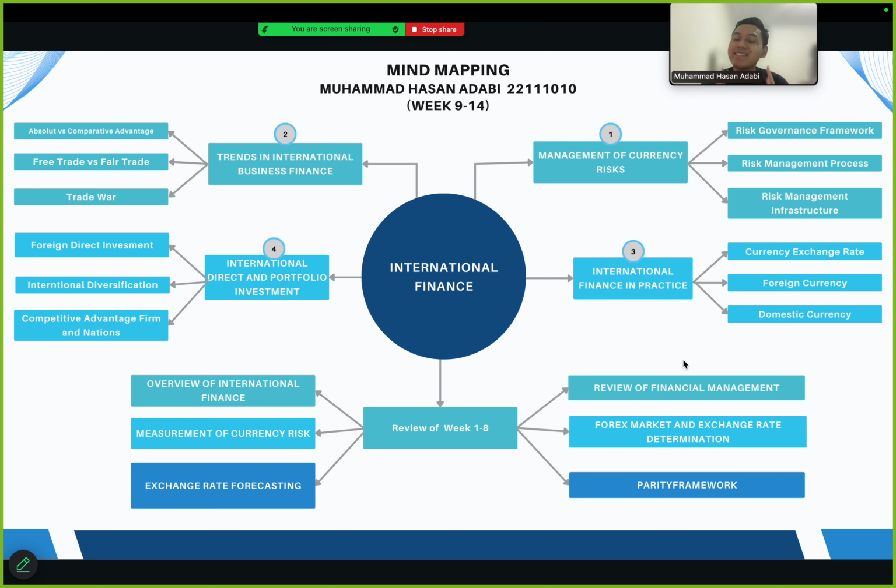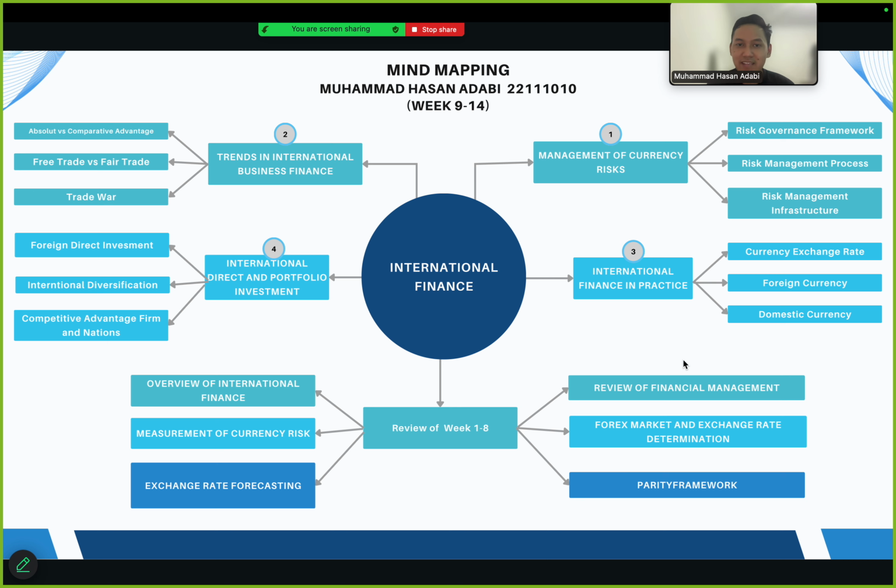The first one is risk governance framework. Risk governance framework is a structural policy that defines how a company monitors and manages its exposure to foreign exchange risk. It assigns responsibilities, sets limits, and defines procedures. For example, a multinational company forms a risk committee to review currency exposure reports monthly and set a hedging strategy. Most of the time, FMCG companies use this kind of framework.